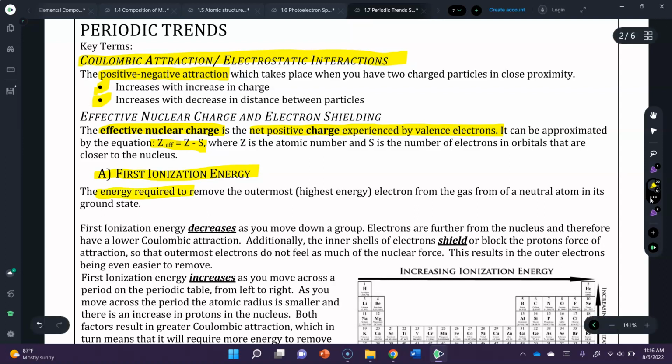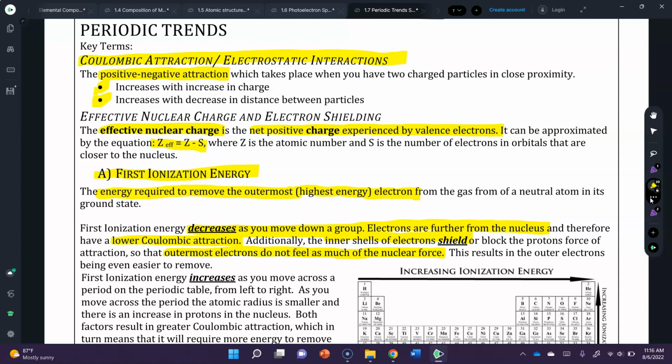This is the energy required to remove the outermost or highest energy electron from the gas of a neutral atom in its ground state. The first ionization energy decreases as you move down a group. This is because electrons are further from the nucleus and therefore have lower Coulombic attraction. Additionally, inner shells of electrons shield or block the proton force of attraction so that the outermost electrons do not feel as much of the nuclear force. This results in outer electrons being even easier to remove.